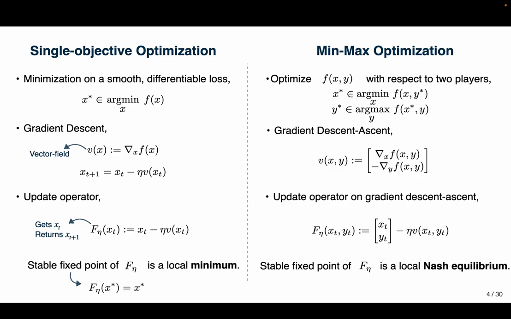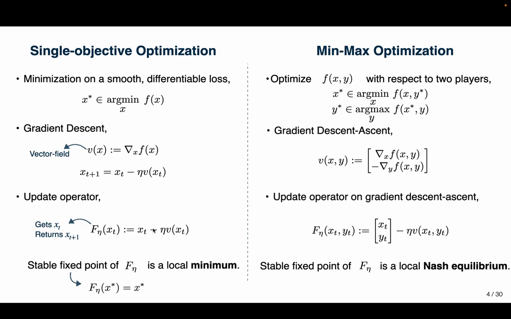However, in min-max optimization, we would like to optimize with respect to two players x and y. So we're minimizing with respect to x and maximizing with respect to y. Now, what we usually do here is optimize this game using gradient descent ascent, and the vector field has the following formulation, and we can also write down the update operator of gradient descent ascent.